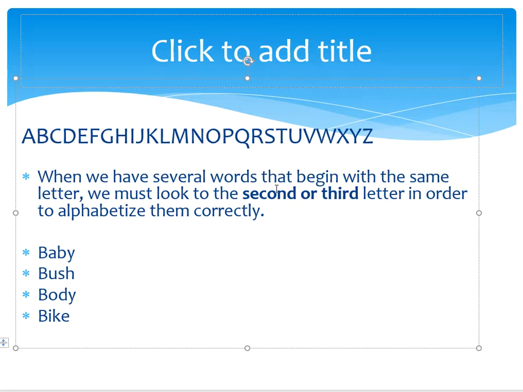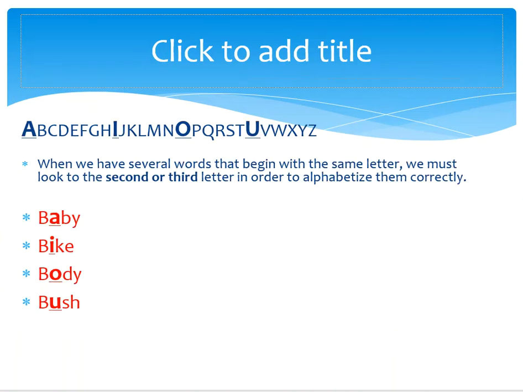So look at this list here and notice they all start with the letter B. How would you alphabetize this list? You would look at each of the second letters here that I'm highlighting, and then you would look up at the alphabet and see which of those second letters comes first. You can take a second to try to put those in alphabetical order. Pause the video if you wish, or I'm going to move on and show the answers now.